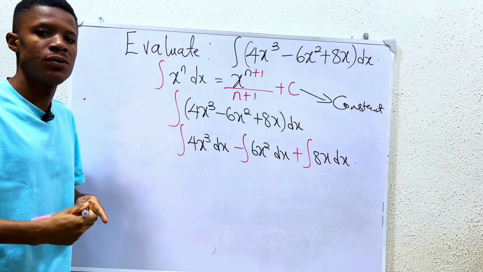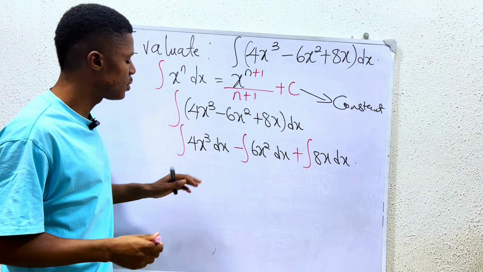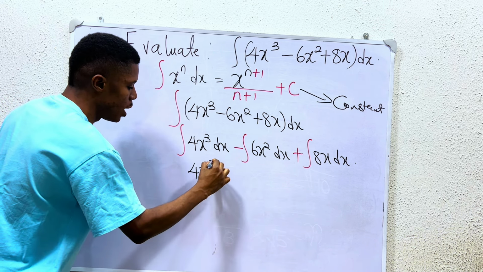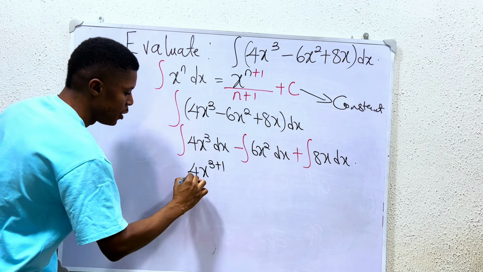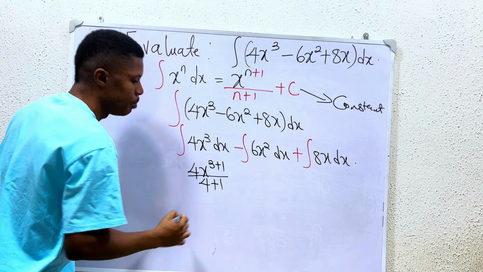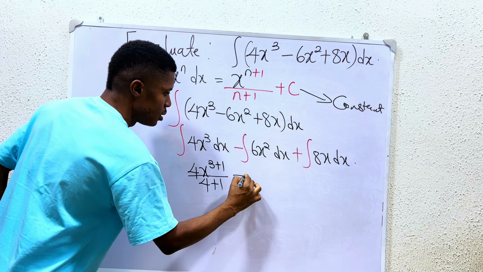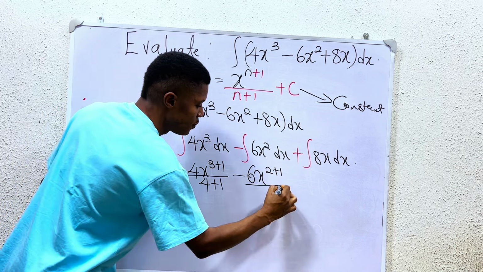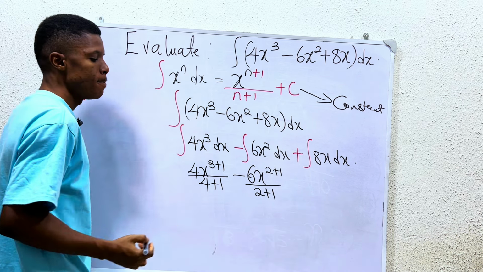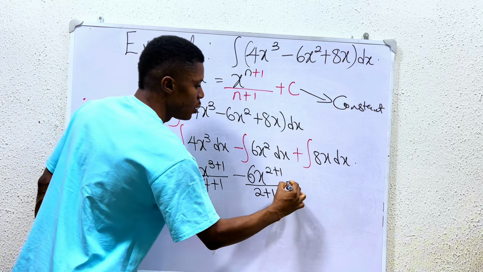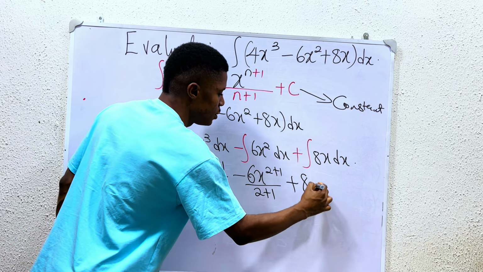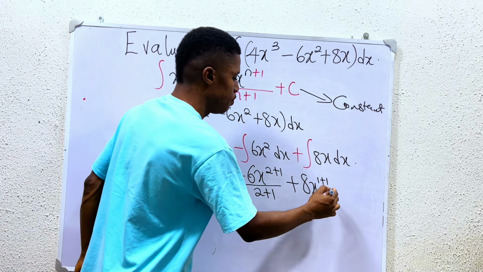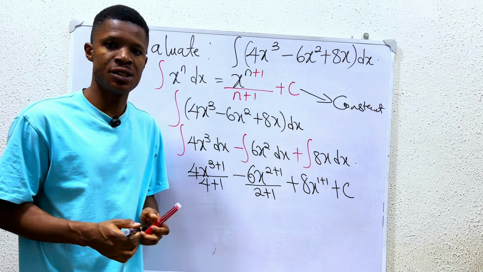So since we know this now, let's integrate. Since we are integrating this, what do we have? The rule says that we should add 1 to the power, and also we divide by the new power. Then minus, you have 6x squared, you add 1 to the power. You also have to divide by the new power. Then let's integrate the next one. We add 1 to the power, 1 plus 1, because x is just like x power 1. Then plus the constant of integration.